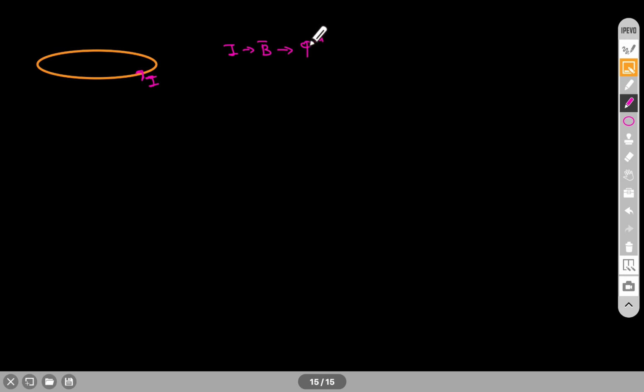Now, because I have a magnetic flux going through the loop, I can say that this magnetic flux will be proportional to the current that flows through the loop. And I want to tell you what the justification for this is. We know from Biot-Savart's law, a small delta B is mu naught over 4 pi, I delta L cross r hat divided by r squared. Okay, from Biot-Savart's law, the magnetic field will be proportional to I.